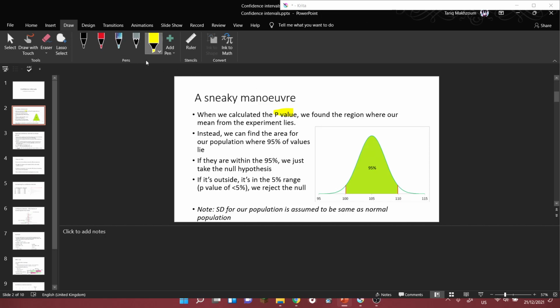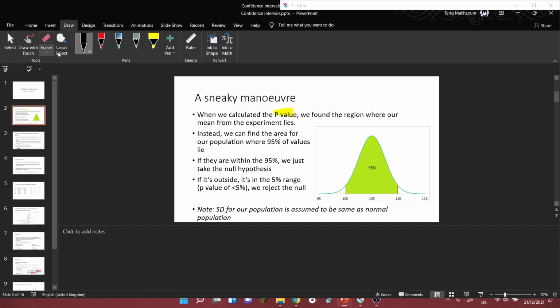So, when we calculated the p-value in the previous video, what we did was we found which area our sample mean sits in. So if our p-value was 5% or less, what we're basically saying is that our sample is in one of these two areas.